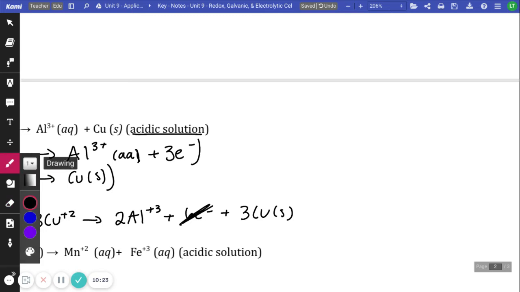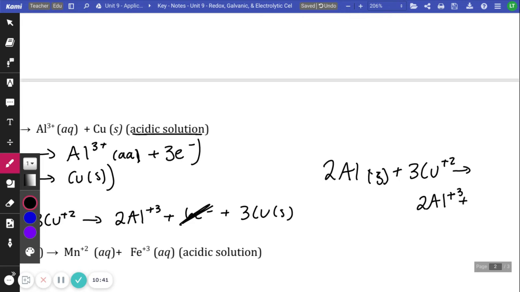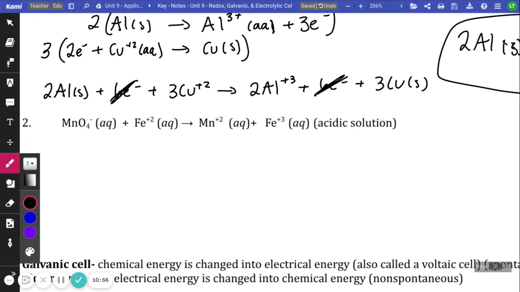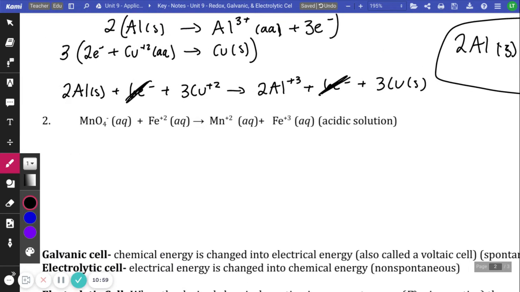I'll write it out over here. So 2 aluminum plus 3 copper ions yields 2 aluminum ions plus 3 solid copper. And that would be our final balanced redox reaction. This one's going to be very similar to a lot of the reactions we're working with this unit. So if you understood how to do that, you should be in good shape. Now I want you guys to pause the video and try to work this one out on your own.